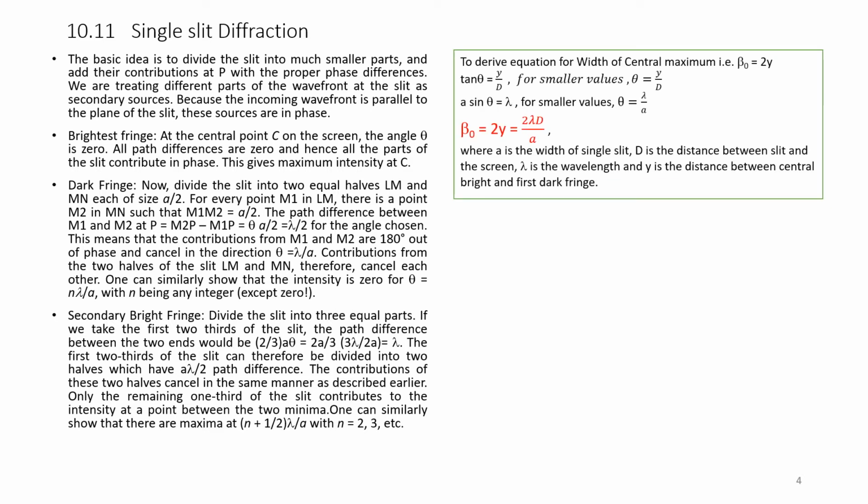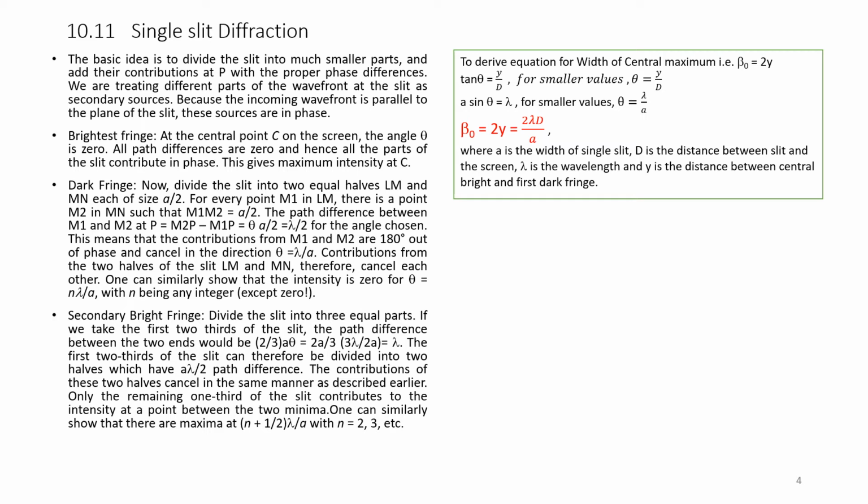Now, let us derive the equation for the width of central maxima, that is beta naught is equal to 2y. From the figure we know tan theta is equal to y by d. For small values of theta, theta will be equal to y by d. Similarly, if the path difference is a sin theta, that is equal to lambda. Therefore, for small values of theta, theta will be equal to lambda by a.